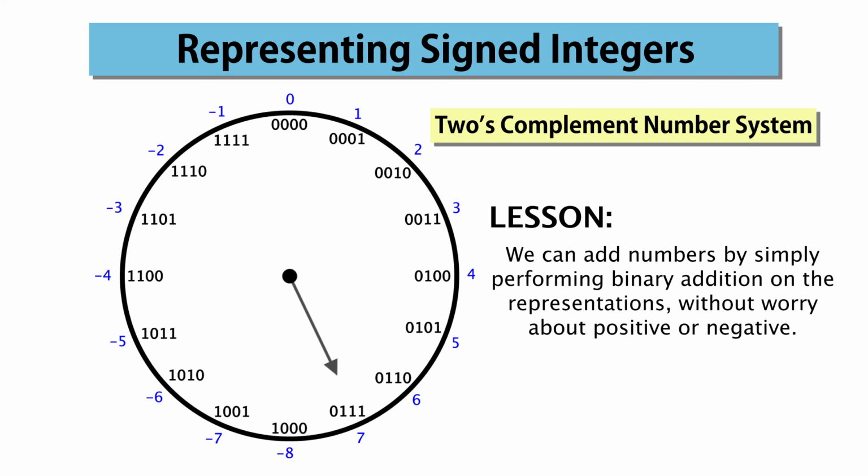The lesson here is this. In the 2's complement system, we can add numbers by simply performing binary addition on the representations without worrying about positive or negative. By the way, at the level of bit strings, we do exactly the same operation for unsigned. That means that we can use the same hardware and even the same operation to do addition for signed and unsigned integers. Of course, what we've said about our 4-bit integers applies as well to 32-bit or 64-bit integers.